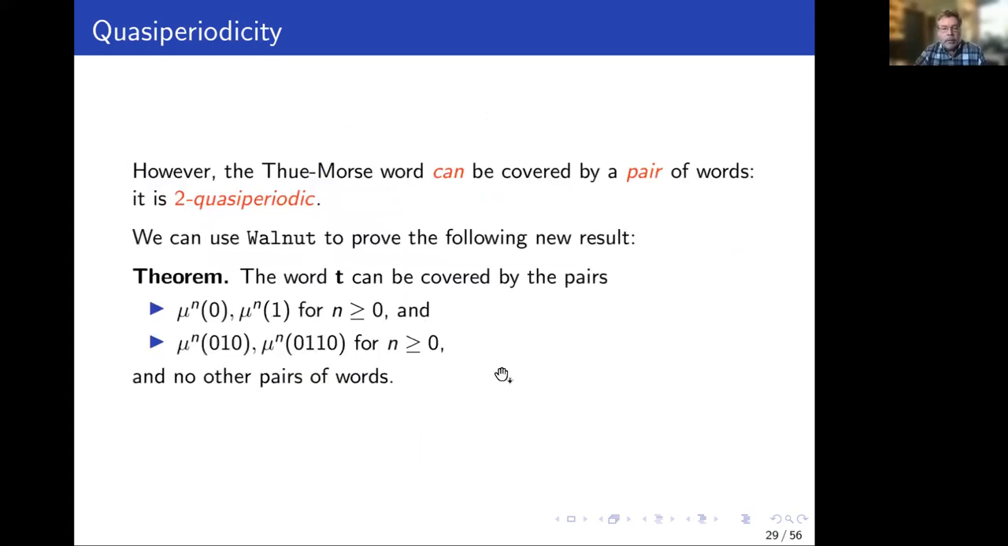So here's the theorem, which as far as I know is new, but it's not a big theorem. But the point is that it allows you to state these generalizations and then just check them immediately with very little work. So T can be covered by these 2 pairs, mu of n of 0 and mu n of 1 for any n, and mu of n of 0, 1, 0 and mu to the n of 0, 1, 1, 0. Those are the only ones. And you can prove that. Any questions?